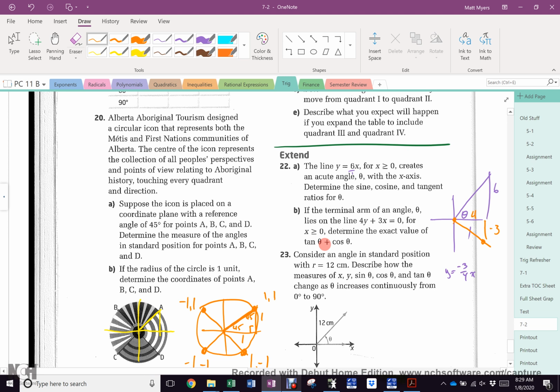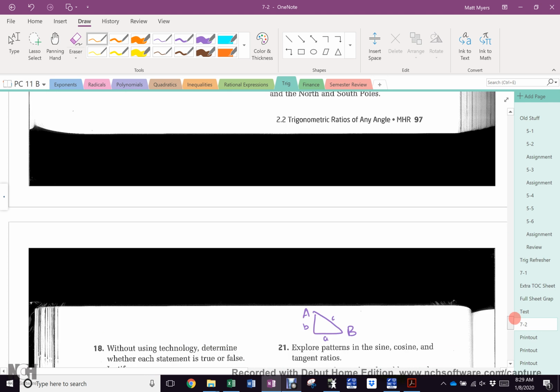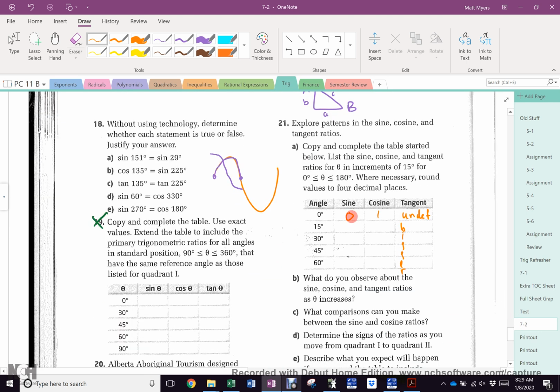Yeah? And the last one, consider an angle in standard position with r is 12. Describe how the measures change as theta increases from 0 to 90. Well, that's the same as this question, right? The sines are going to go from zero, because sine of 0 is 0, up to 1. The coses are going to go the other way around, from 1 down to 0. And the tans are going to go crazy. They're going to go from undefined back to undefined.